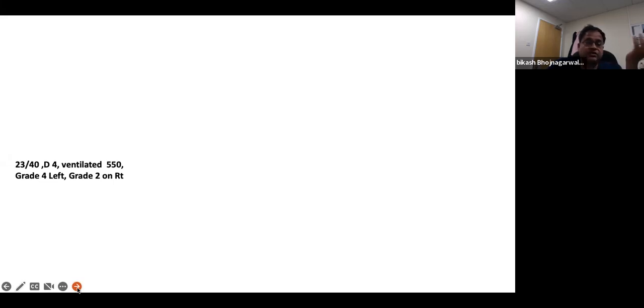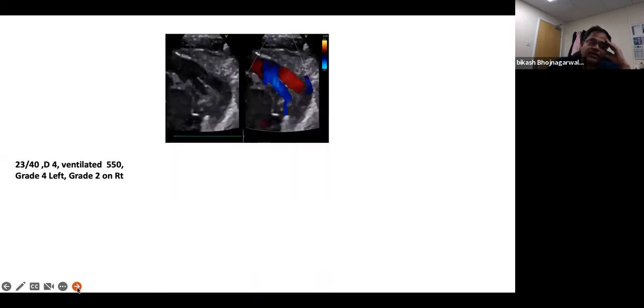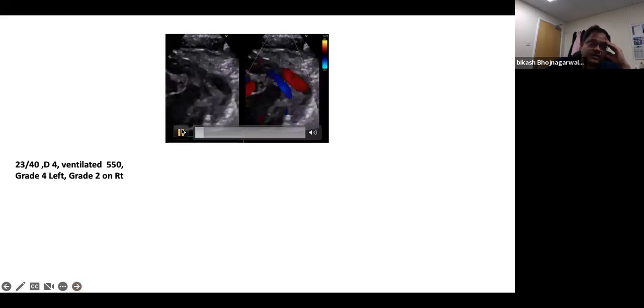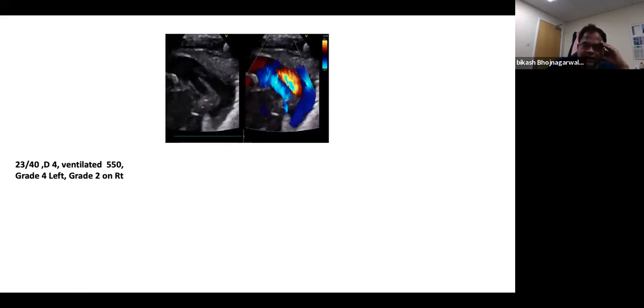So we come across this very known thing which we deal with day in and out. A 23-week-old who's day 4, ventilated, 500 grams, has a grade 4 IVH on the left, grade 2 on the right. And as a neonatologist with special interest in neonatal hemodynamics, you are asked by your colleague to scan the baby. You come and scan, and this is what you find. Probably that there is a large duct. You can see the classical ductal view.